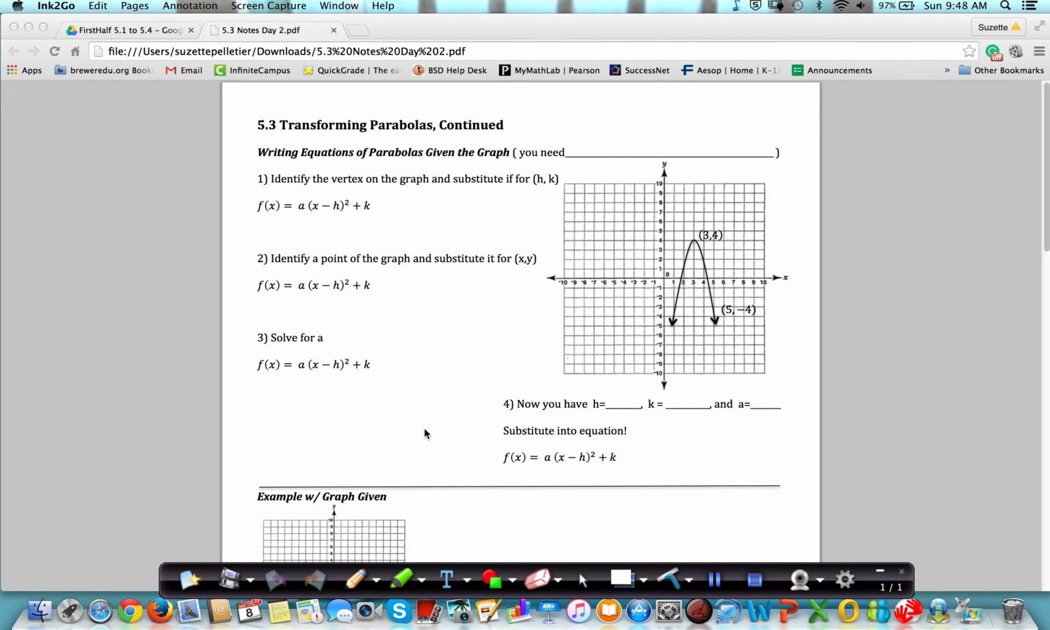This is the second lesson on transforming parabolas. The first one was all about moving a parabola left, right, up and down on the coordinate board and changing its shape. This lesson is all about writing the equations of graphs, of parabolas.